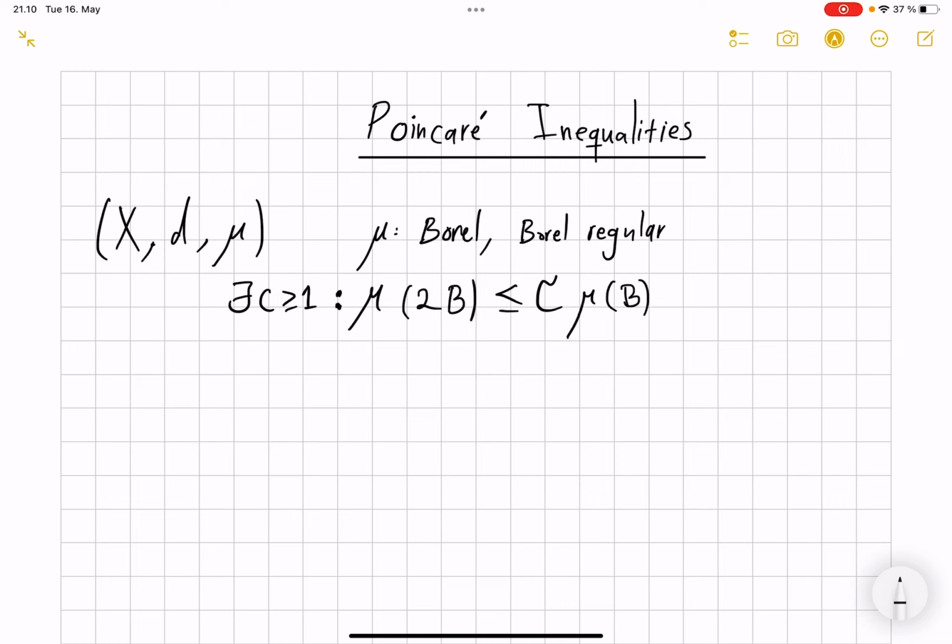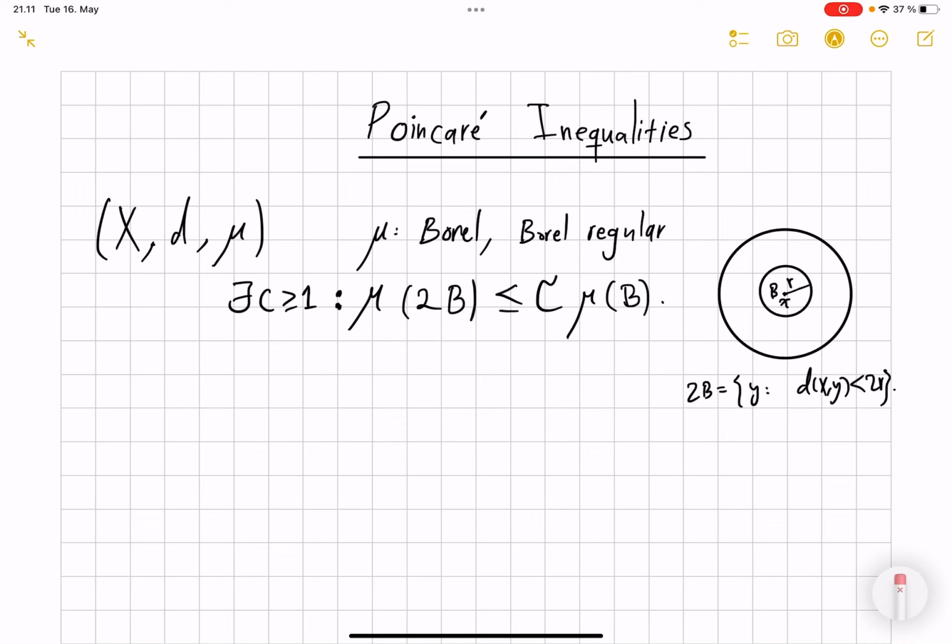We mentioned this briefly before, so that we don't pick up an extreme amount of volume in just going an equal distance away. So this is B. It has a center x and a radius r. So 2B will be the set of those y's with distance to x less than 2r. So our balls will be open balls.